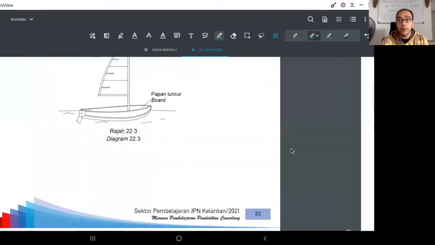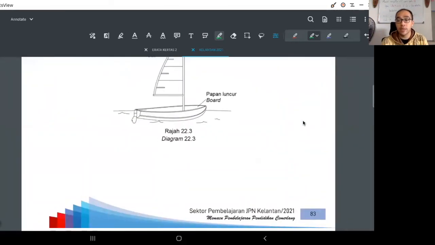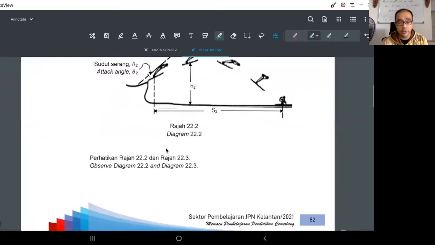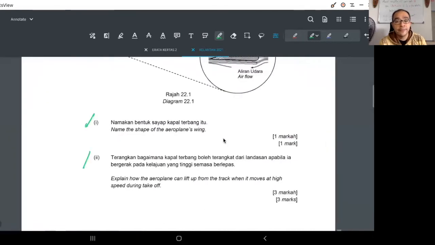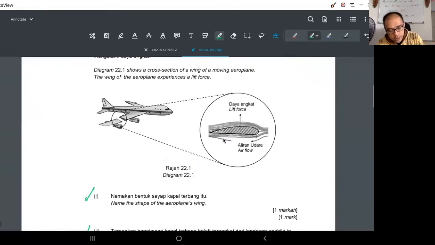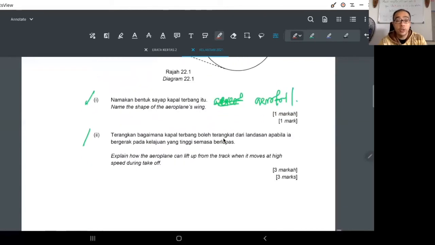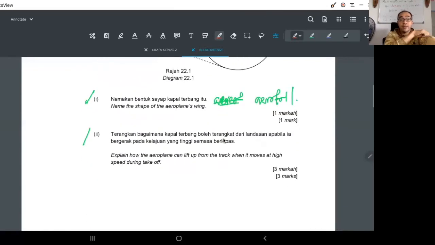Okay, all right. Let's see how far we can go with this. I hope we can answer everything today, because I don't really want to do another class all again. Okay, name the shape of the aeroplane's wing. This is a very standard answer. This is aerofoil. Okay, so explain how the aeroplane can lift up from the track when it moves at high speed during takeoff. This is a very standard.